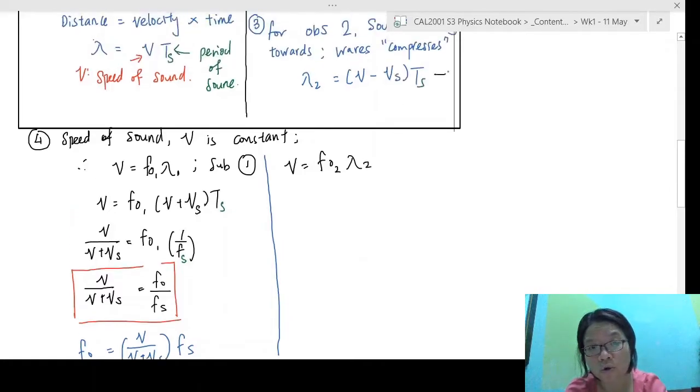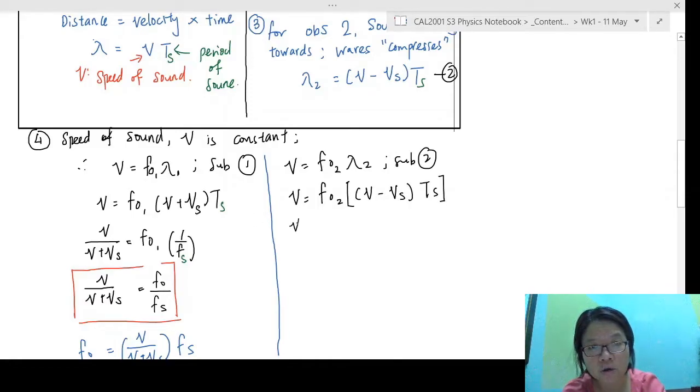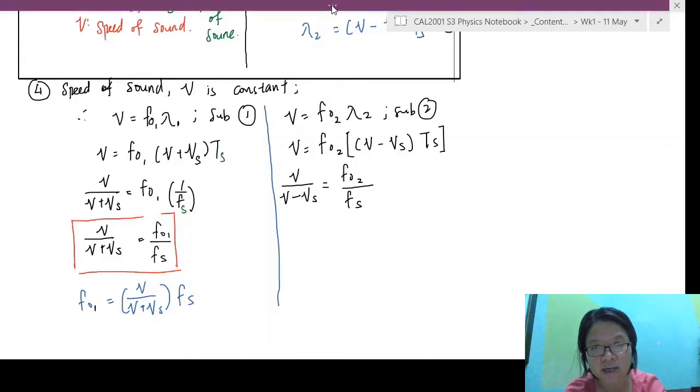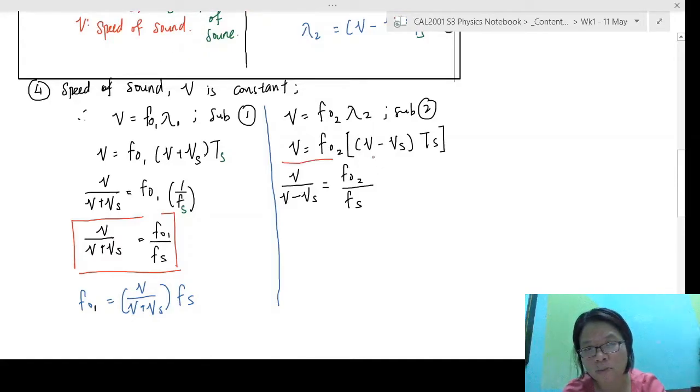Now we're going to move on to look at observer 2. We're going to repeat the same process by substituting FO2 with lambda 2, so V minus Vs times Ts. We'll repeat the whole process again, bring all the V's together. As you can see, I have made a mistake which I will rectify in a few seconds. So FO2 over 1 over Fs, because Ts is 1 over Fs. Again, we just did it for FO1, now we're doing it for FO2. I have corrected the mistake. Yay. So we're going to draw a box around this.